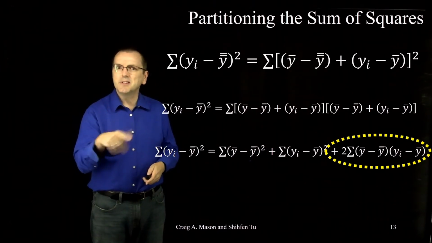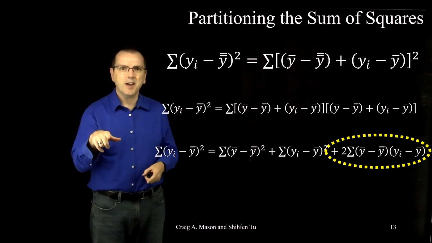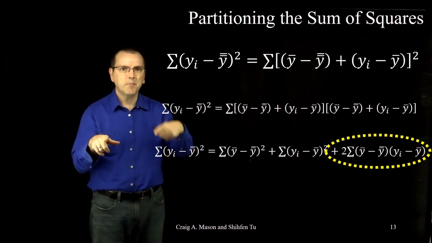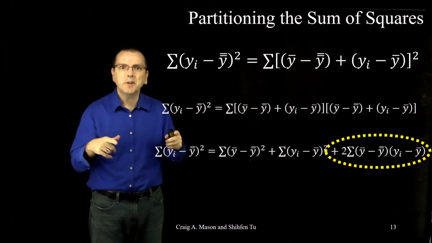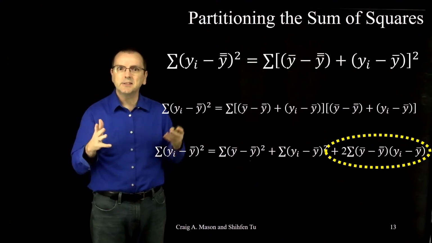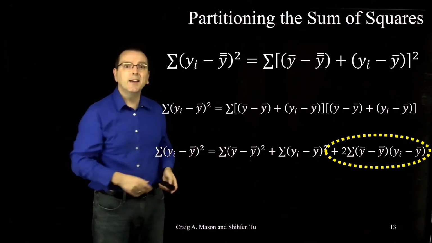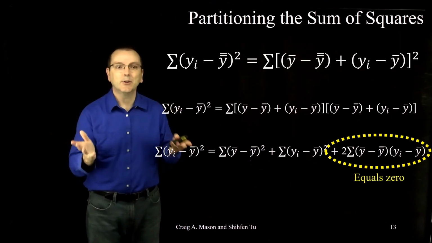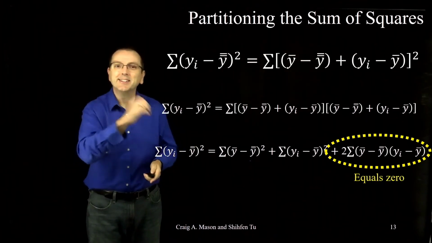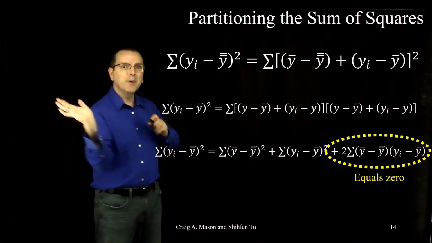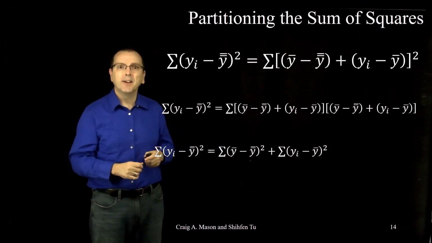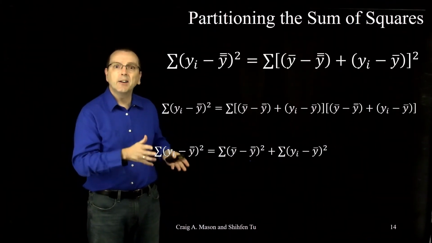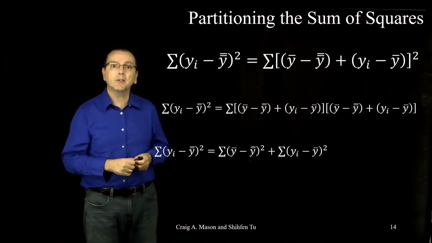It's the sum of deviations around a mean times deviations around a mean, and the sum of deviations around a mean is 0, so mathematically this entire term ends up equaling 0. Pretty cool, isn't it? So we can just drop that entire term out, and we have our final equation for partitioning the sum of squares.